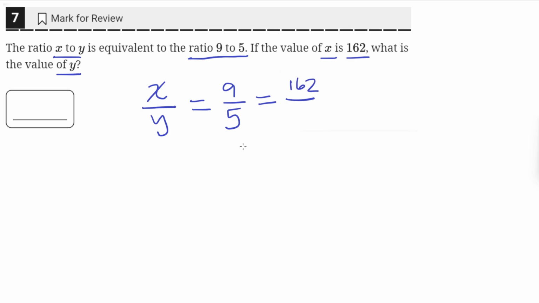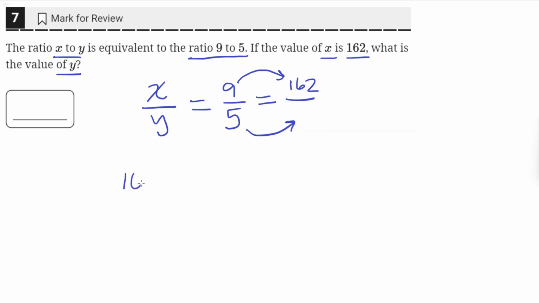So the numerators are all x and the denominators are all y. Since we know that these ratios are equivalent, when x equals 9 and y equals 5, then the same proportion that x goes from 9 to 162, so that's like multiplying by some z value, that same proportion will give us the value of y when x equals 162.